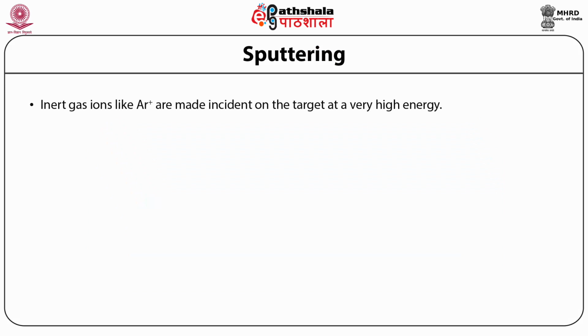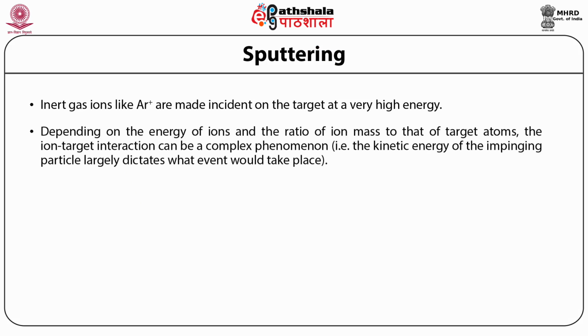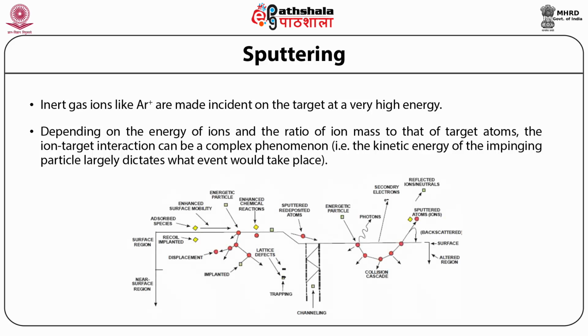Inert gas ions like argon are made incident on the target at a very high energy. Depending on the energy of ions and the ratio of ion mass to that of target atoms, the ion-target interaction can be a complex phenomenon. That is, the kinetic energy of the impinging particle largely dictates what event would take place. The figure given here shows a schematic picture of various possibilities.